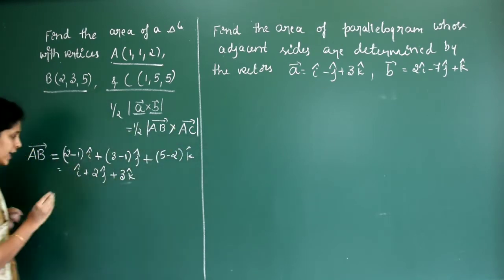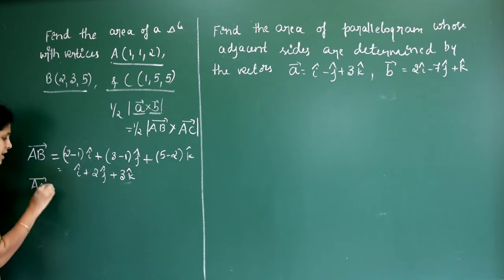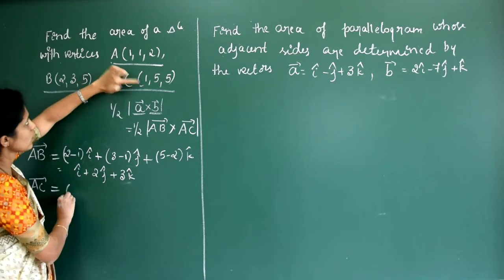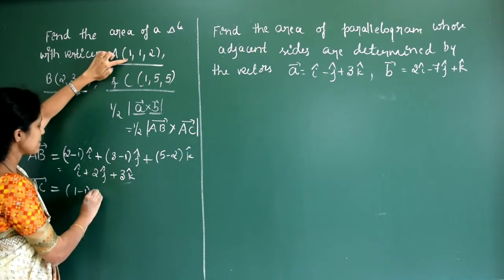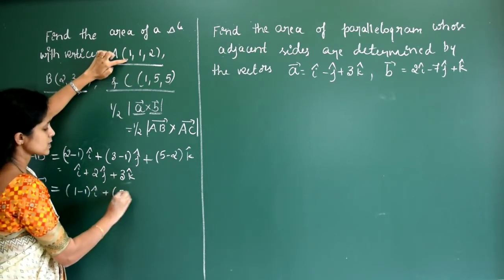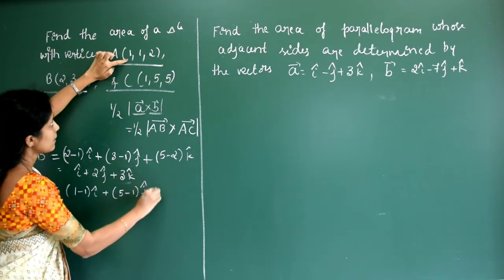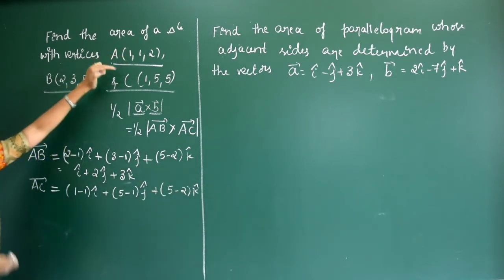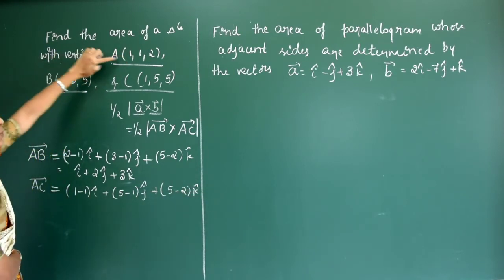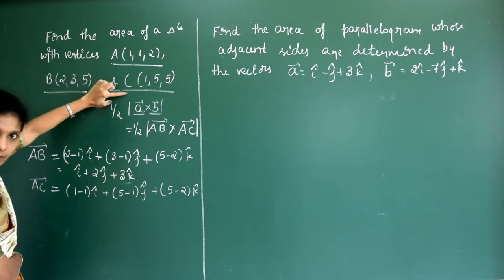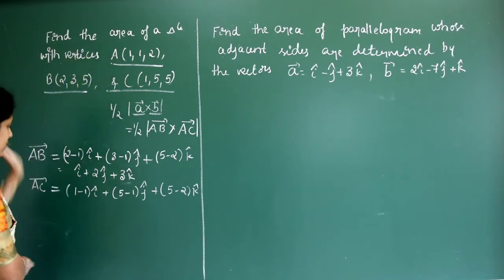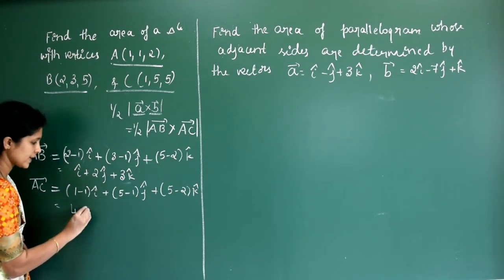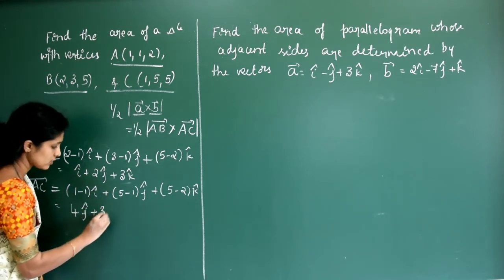Next we need to find AC vector. AC vector is equal to, see here, A to C. So you have to start with C. So this is now 1 minus 1 I cap plus 5 minus 1 J cap plus 5 minus 2 K cap. I hope you are getting this one. A to B, start with B and subtract this one. A to C, start with C and subtract this one. Okay. Now this is equal to 1 minus 1 will be 0, 5 minus 1 will be 4 J cap and plus 5 minus 2 will be 3 K cap.